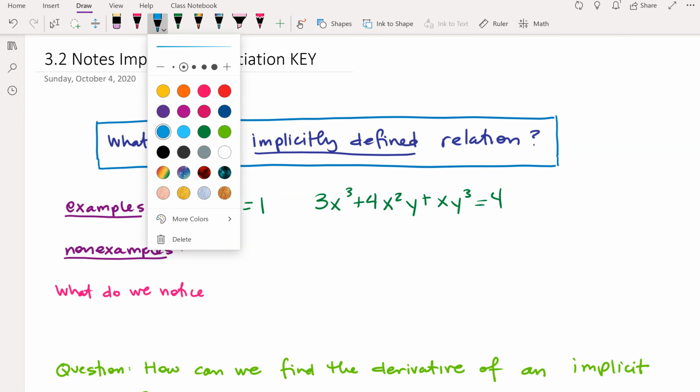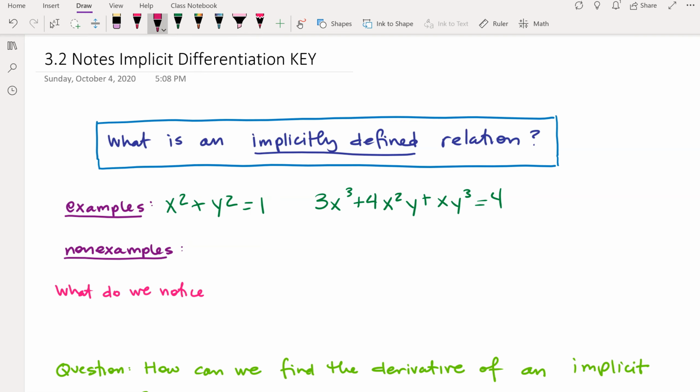Okay, how about some non-examples really quick? Let's get some non-examples down. This would not be an example: y equals the square root of 1 minus x squared. All right, another non-example, y equals 3x cubed plus 4x plus sine of x. These are not implicitly defined relations. All right, so what's the point?